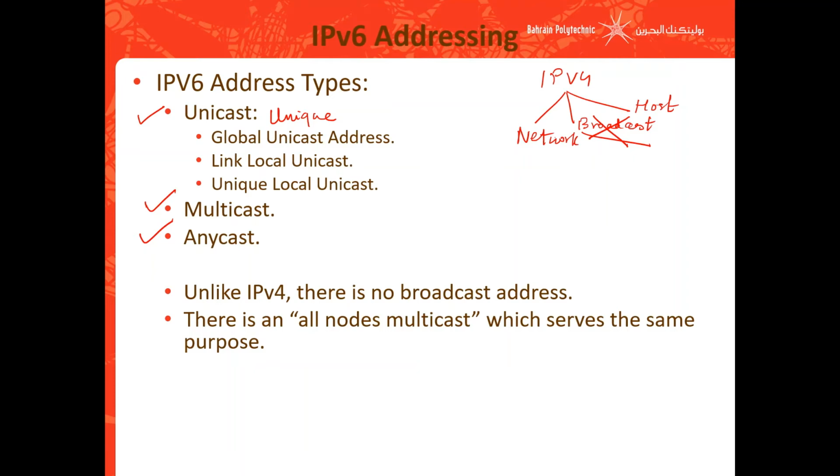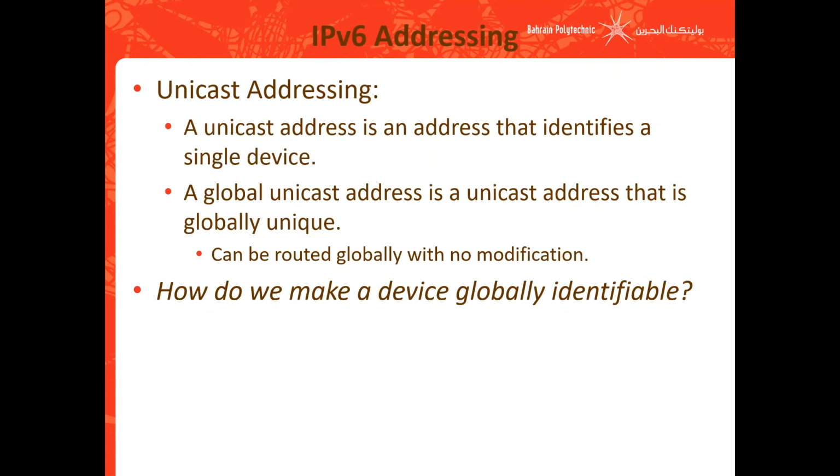There is another way of fulfilling the requirement that broadcast addresses were doing, using the all nodes multicast. But essentially, you need to remember the three types: unicast, multicast, and anycast. Within unicast, we have global unicast address, link local unicast, and unique local unicast. We'll look at all of them one by one. So a unicast address is an address that identifies a single device. Just like the address that you give to a host, that is the unicast address.